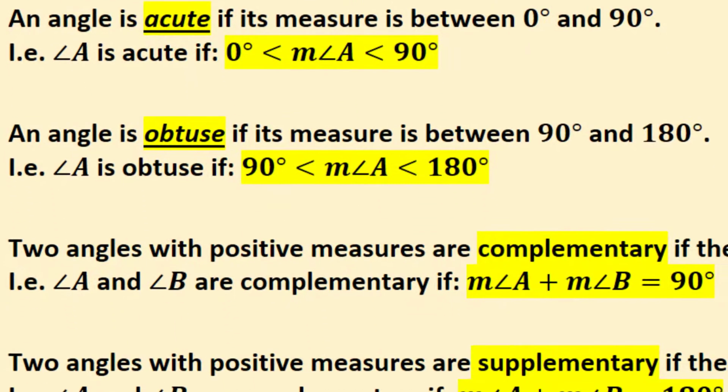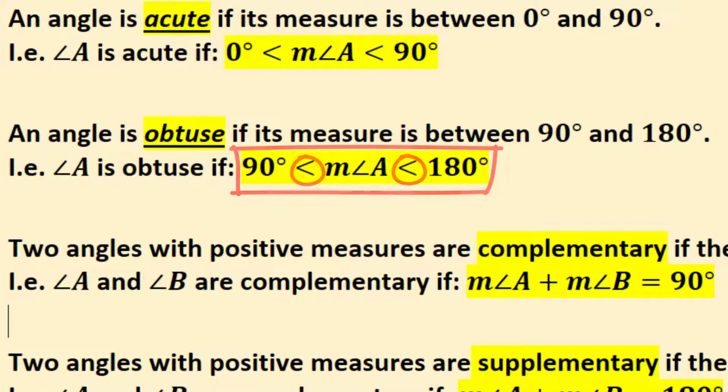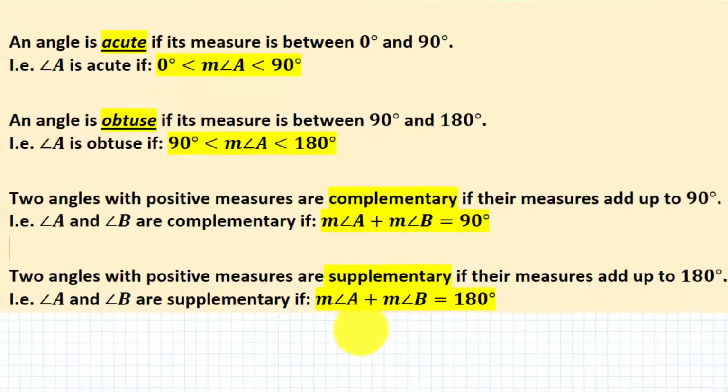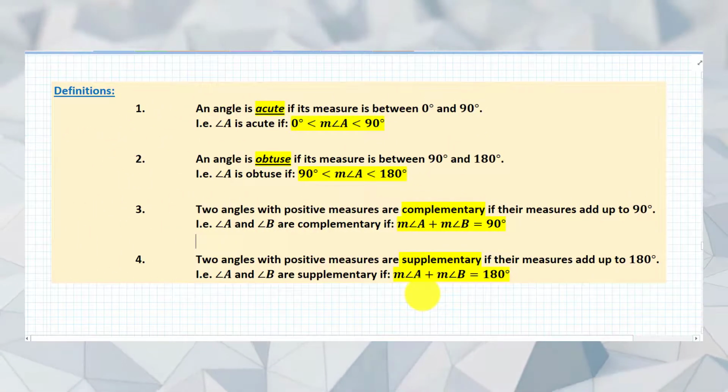What is an obtuse angle? It is an angle whose measure is between 90 and 180, again, strict inequality. And now two other notions that you have studied last year in geometry. What do we call two complementary angles? Two angles whose measures add up to 90 degrees, and two supplementary angles are two angles whose measures add up to 180 degrees.